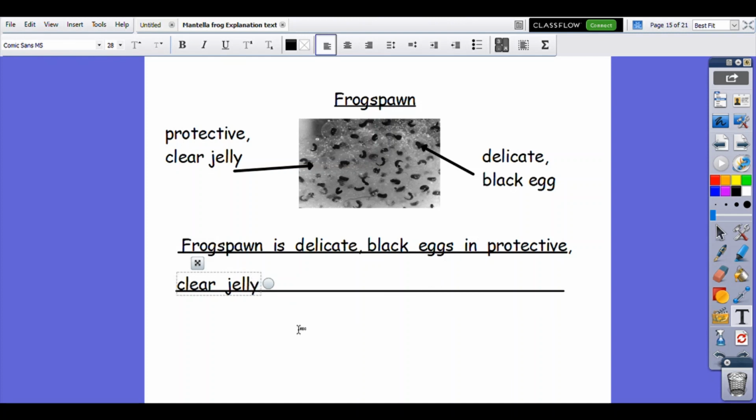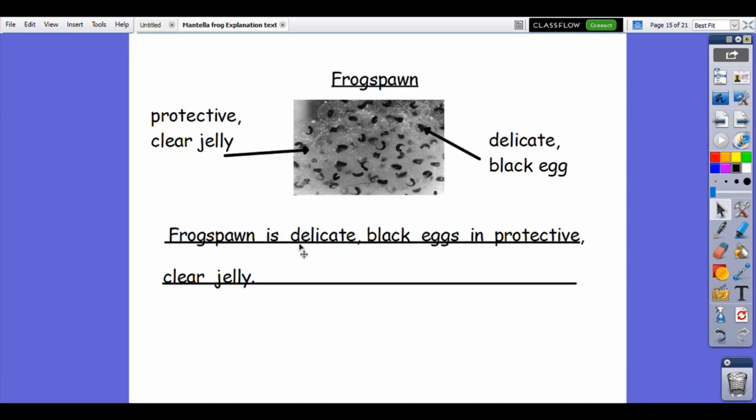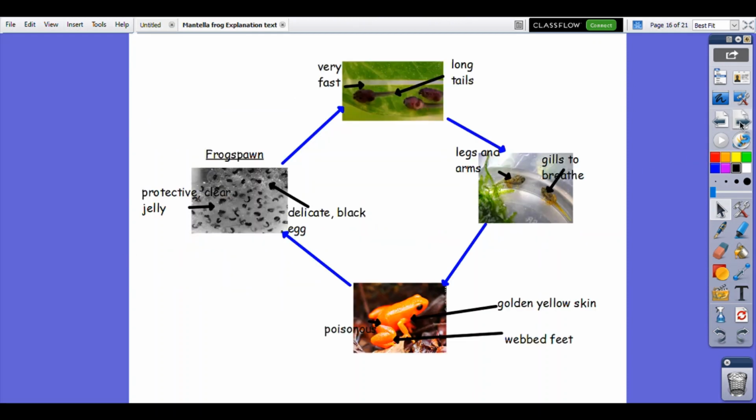Have I finished my sentence? What needs to go on the end? A full stop. Okay, now I'm going to read it back and just check that I'm happy with it. Frog spawn is delicate black eggs in protective clear jelly. Full stop. Yes, I'm happy with that. So when you're happy with that, you can add it on to your text. So here is what I had so far.